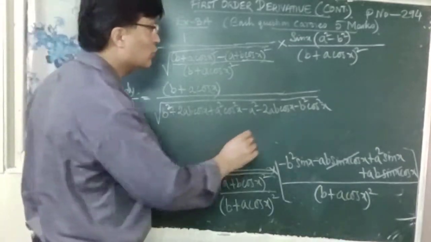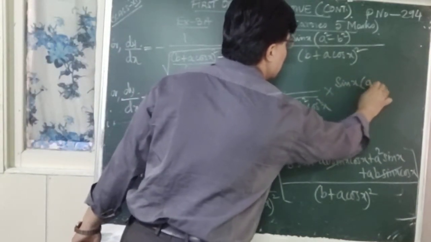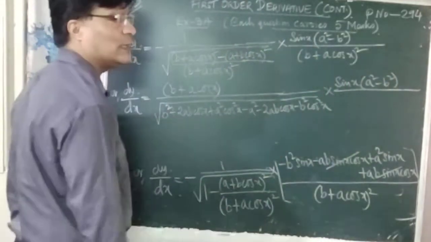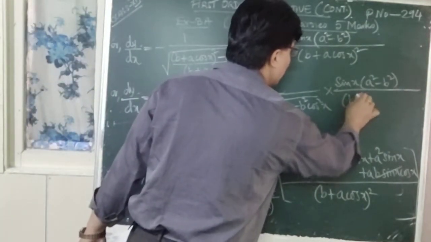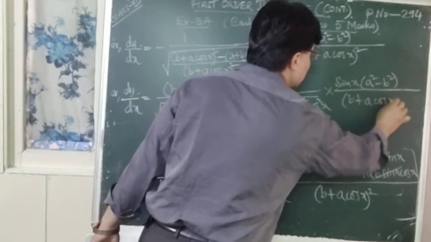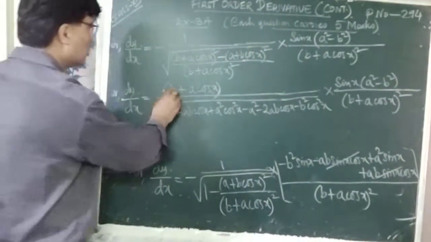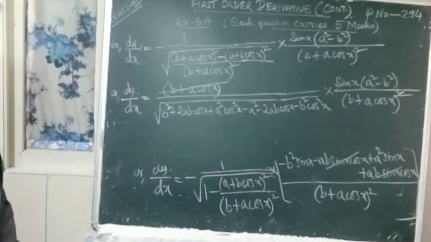So in the numerator, you can keep the numerator as it is, sin x into a square minus b square, divided by the denominator, which you can also keep as it is, that is b plus a cos x whole square. Is that clear? So b plus a cos x and this square will be cancelled, right?